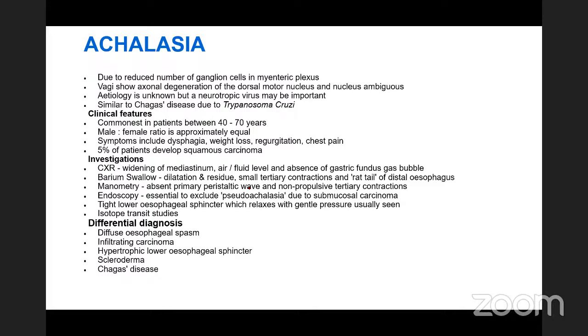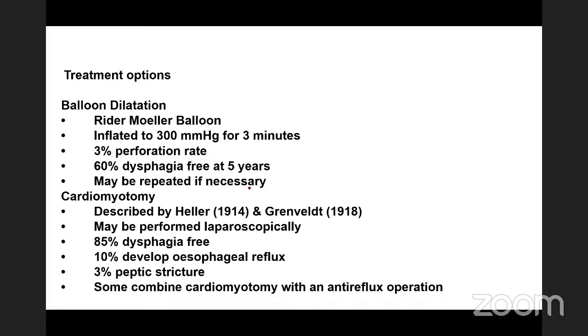The differential diagnosis of the patient with achalasia will include diffuse esophageal spasm, infiltrating carcinoma, hypertrophic lower esophageal sphincter, scleroderma, Chagas disease. Treatment options: you have non-surgical treatment, which includes balloon dilatation, okay, radial balloon. You inflate up to 300 millimeters of mercury for 3 minutes. 3% of patients may develop perforation, 60% are dysphagia free for 5 years. May repeat if necessary.